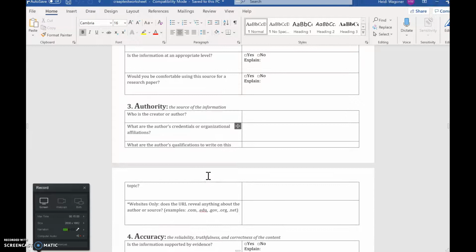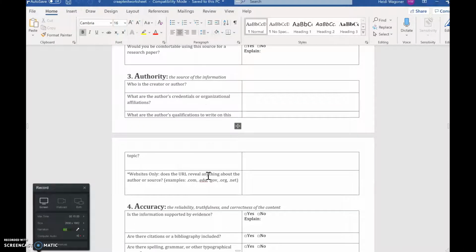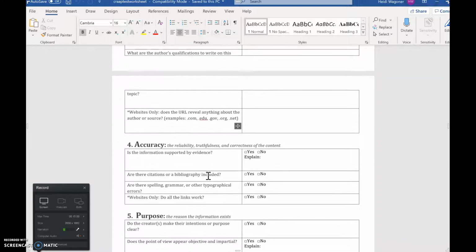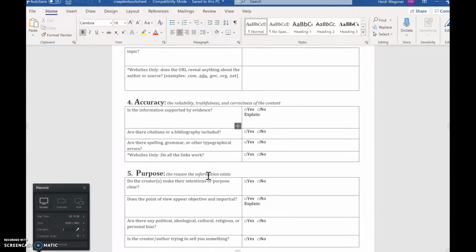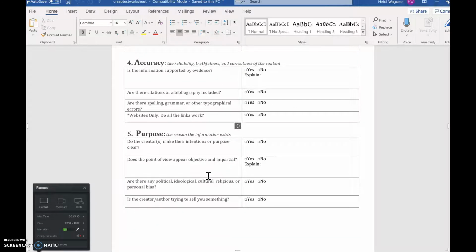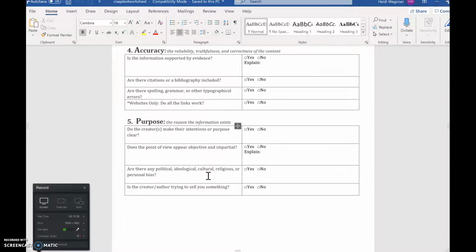Authority: who's the creator, the author, or the author's credentials? What are the qualifications? Website URL: is it a .com, a .edu, a .gov? Is the information supported by evidence? Are the citations or bibliography included? Are there spelling errors, grammar errors?